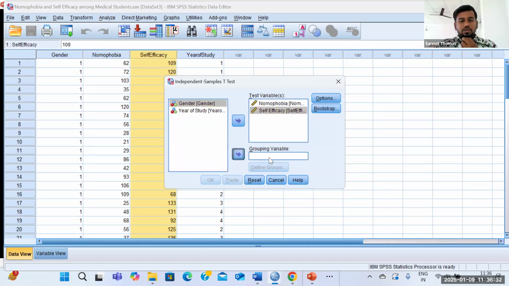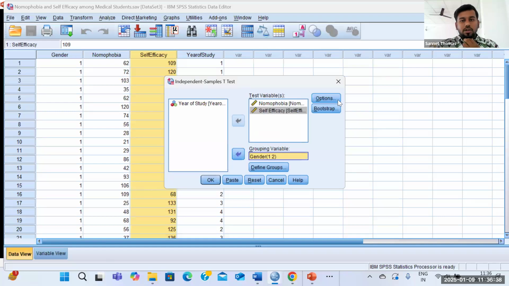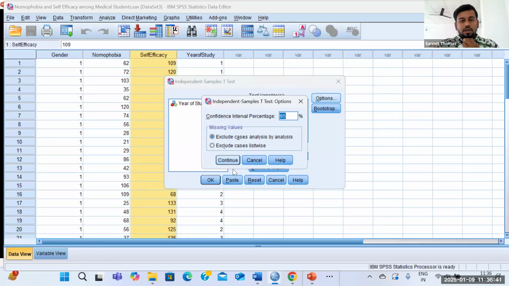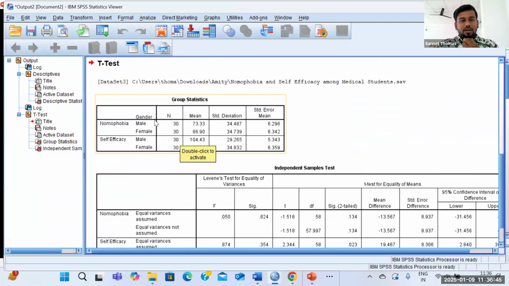Click on gender. Here gender is already defined, so group 1 and group 2. Click on Continue, Options, Continue. Here you will get the data and the classification based on gender. For nomophobia, males scored a mean value of 73, and females 86, and this indicates that females have a higher level of nomophobia as per this data.